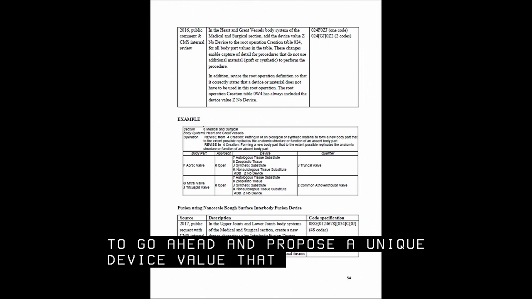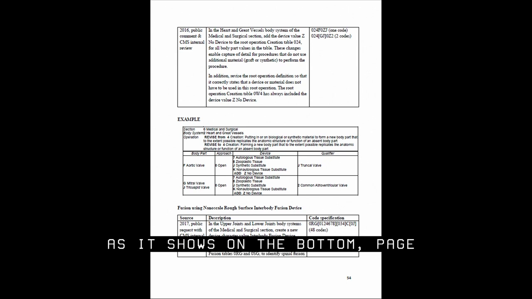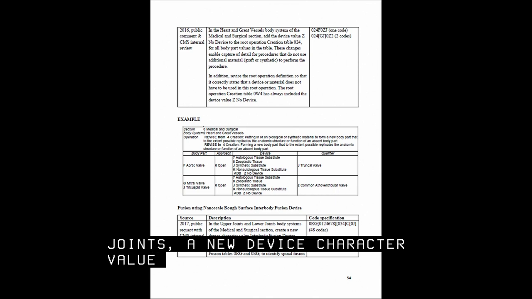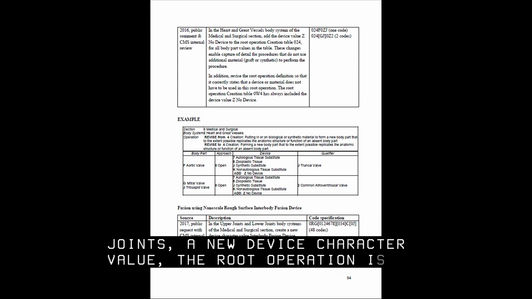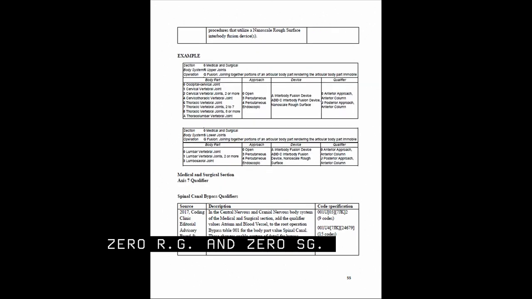So as it shows on the bottom of page 54, in the upper joints and lower joints body systems of the MedSurg section, we would propose to create a new device character value, interbody fusion device nanoscale rough surface, for cervical, thoracic, and lumbar joint body part values in the root operation fusion table 0RG and 0SG to identify spinal fusion procedures that utilize a nanoscale rough surface interbody fusion device. And the tables are shown as to what it would look like. And we have a comment.